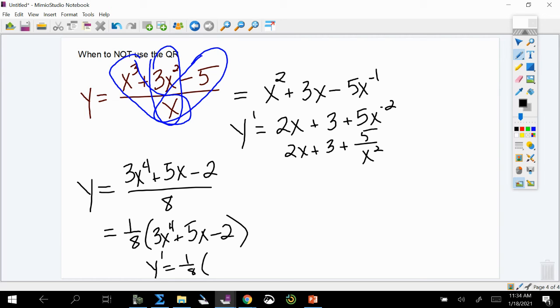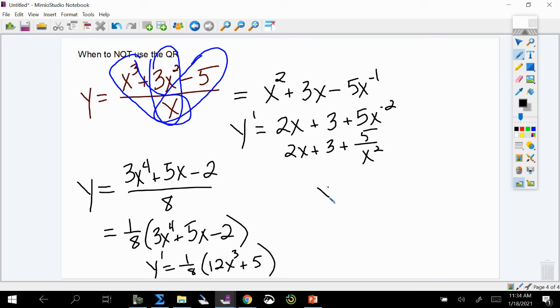So the derivative of 3x to the fourth is 12x cubed, the derivative of 5x is 5, and the derivative of negative 2 is 0. So you can leave your answer like that. If you want, you can distribute the 1/8 back through, or you can put the whole thing over 8. But having a constant in the bottom, you can very quickly write it as an expression that doesn't have a denominator that needs a quotient rule.